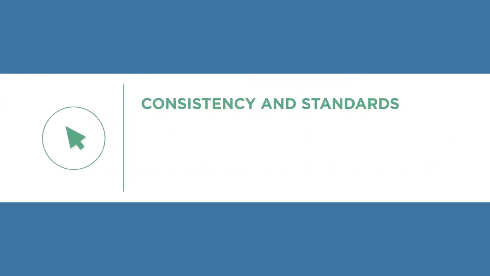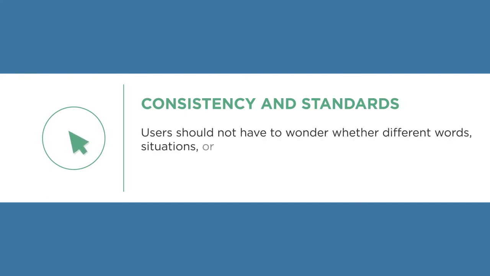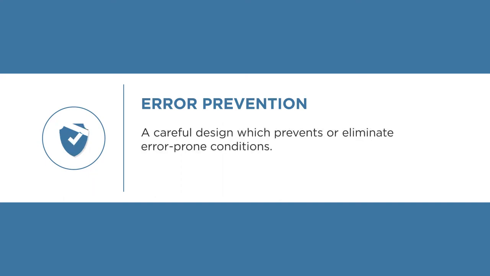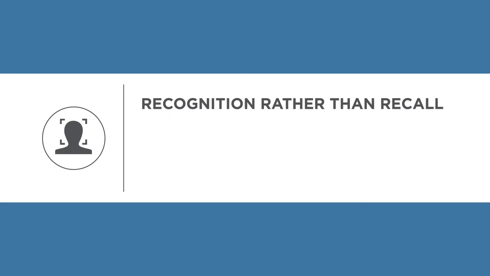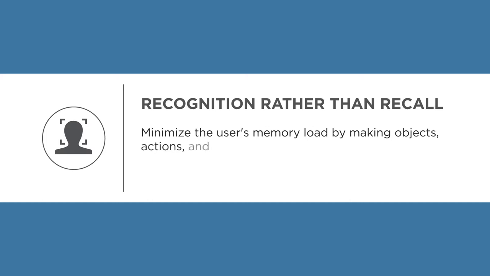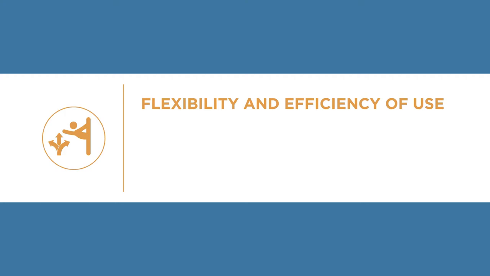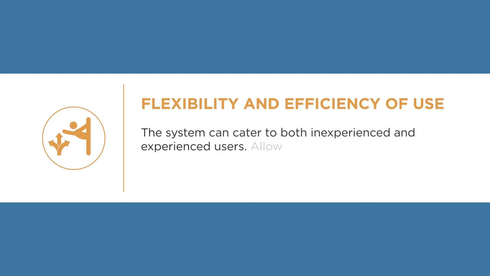4. Consistency and standards. Users should not have to wonder whether different words, situations, or actions mean the same thing. 5. Error prevention. A careful design which prevents or eliminates error-prone conditions. 6. Recognition rather than recall. Minimize the user's memory load by making objects, actions, and options visible. 7. Flexibility and efficiency of use. The system can cater to both inexperienced and experienced users. Allow users to tailor frequent actions.